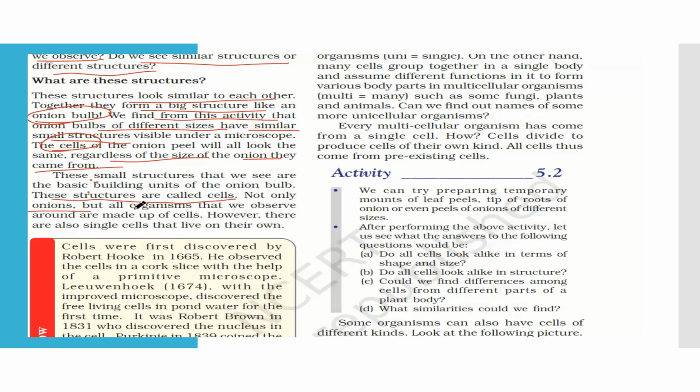Not only the onions but all living organisms we observe are made up of cells. However, there are also single cells that live on their own. So we are all multicellular organisms. That is, our body is made up of many cells, and there are also organisms which are made up of only a single cell. So cell, we have discussed, was first discovered by Robert Hooke in 1665.